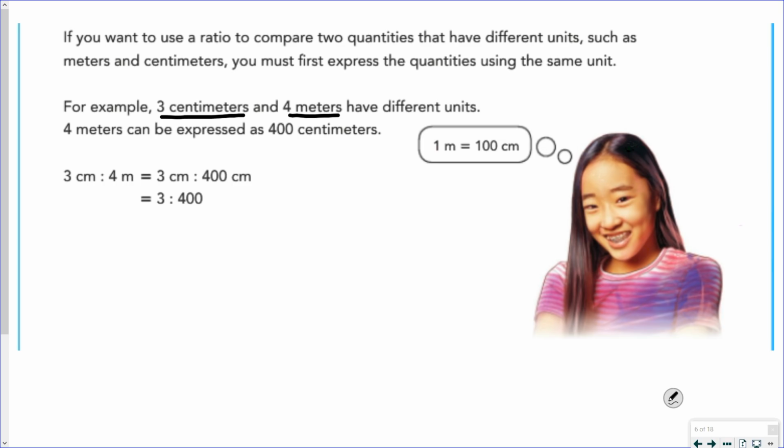So our young lady here knows that 1 meter is equal to 100 centimeters. So she converted the 4 meters into 400 centimeters and was able to write a ratio of 3 to 400.